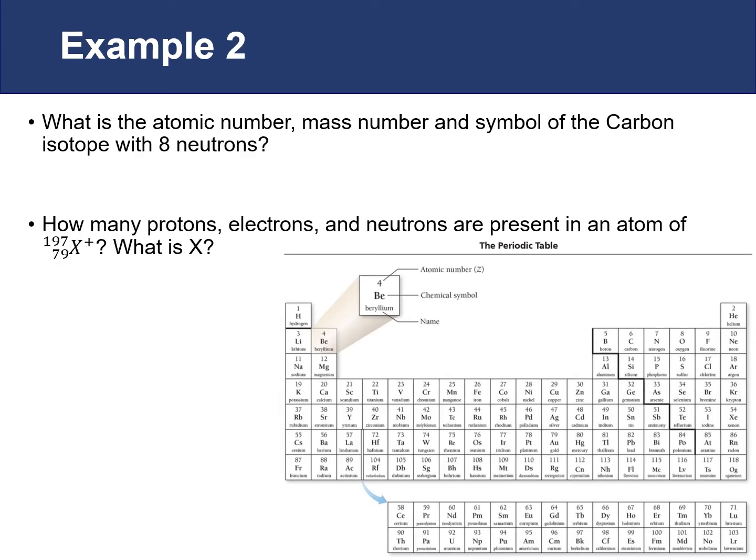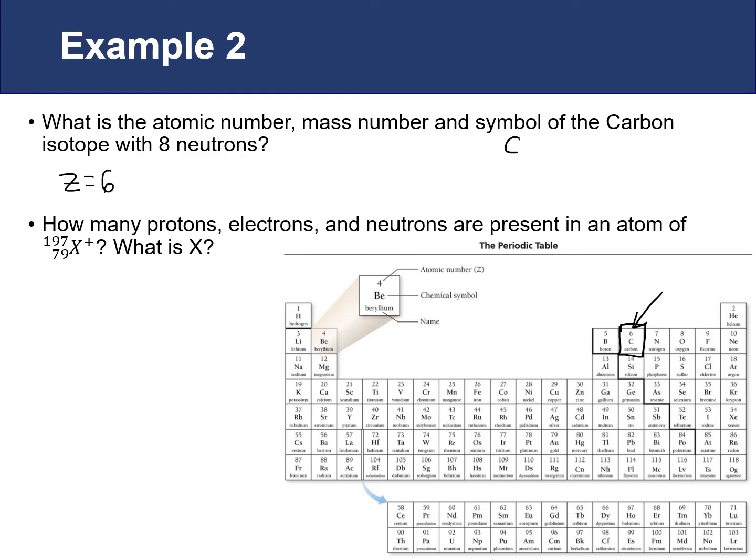For our next example, let's look at something similar, but a couple different examples. What is the atomic number, mass number, and symbol of carbon isotope with 8 neutrons? Well, carbon is located here on our periodic table. And so the symbol is going to be C. The atomic number is listed in the value directly above our symbol, which is a 6. So our atomic number, which is Z, is going to be equal to 6.